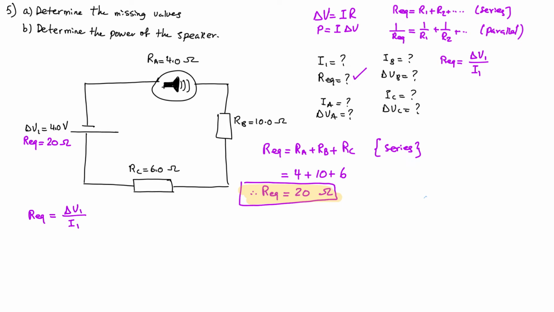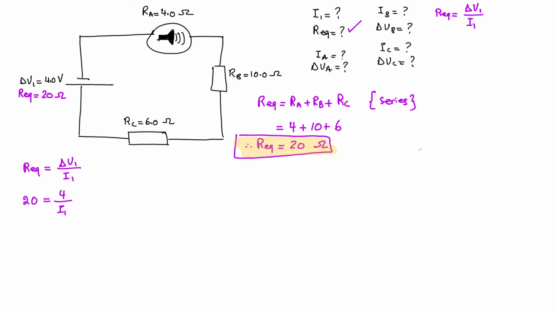One of the ways is to write 20, that's the equivalent resistance, is equal to delta V1. We have that value, it's 4 over I1. And I'm trying to solve for I1 here, so I'm going to rearrange the equation by either cross multiplying these two, that's the shortcut, or multiplying both sides by I1 and dividing by 20. So I'm going to write my steps here so you have an idea about what's happening.